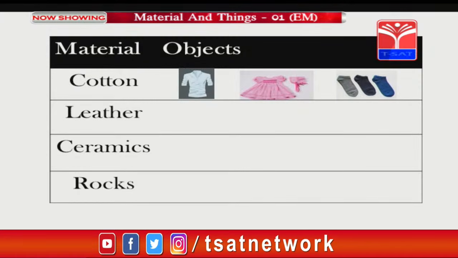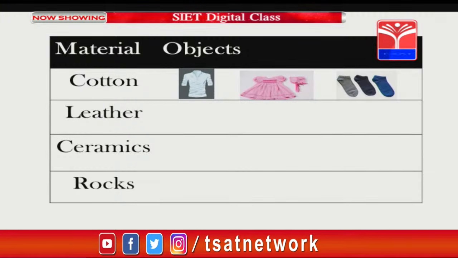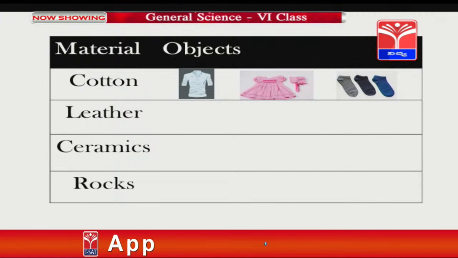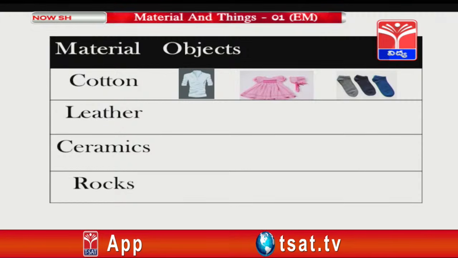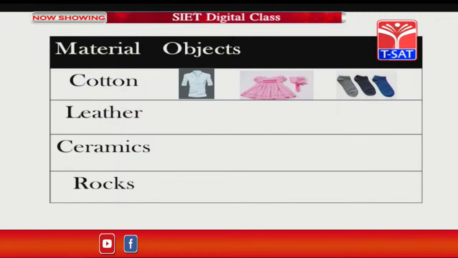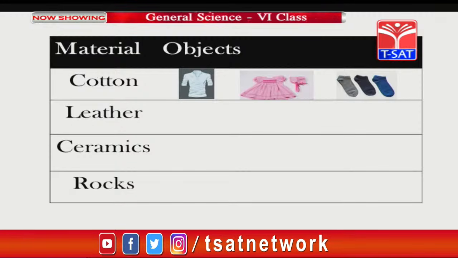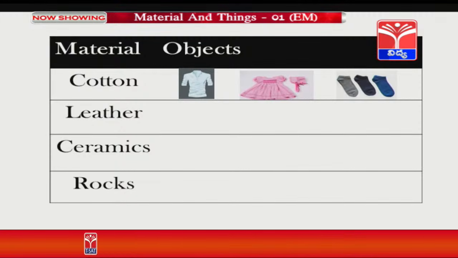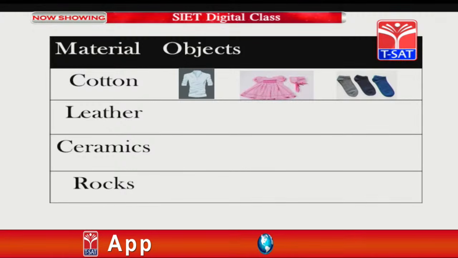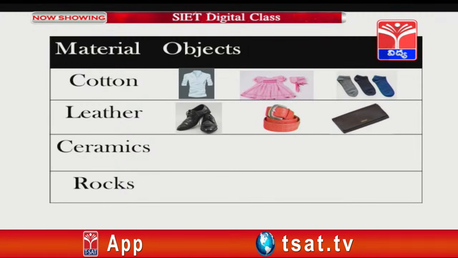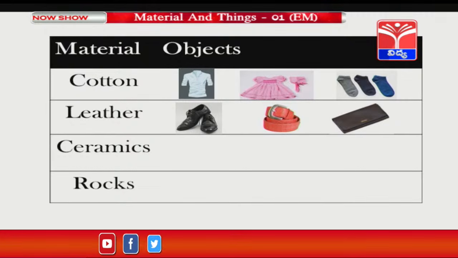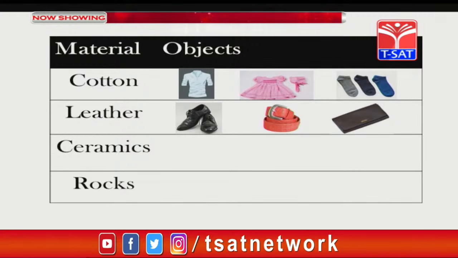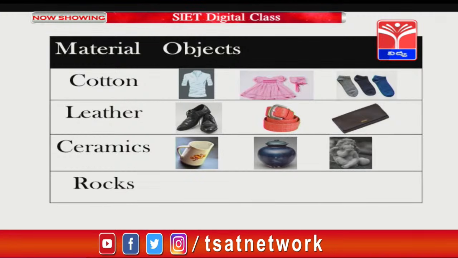Cotton, what is the use of cotton? By using cotton, we make different materials like shirts, frocks, socks, jerkins, saris, dupattas, etc. are made out of cotton. Now, children, do you have leather objects at your houses children? Yes, try to name here. Yes, you see the shoes and the belts, and you also see the purses and the handbags which are made of leather. Now, look at the ceramic items children.